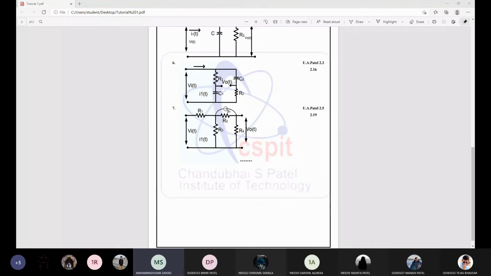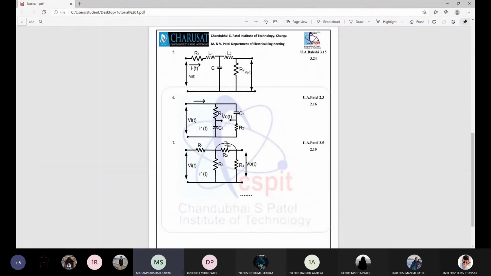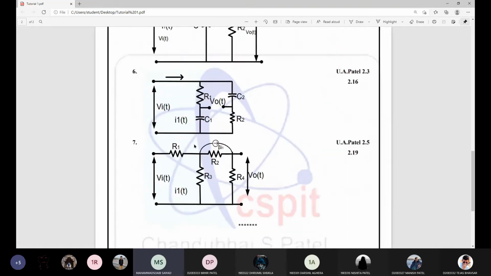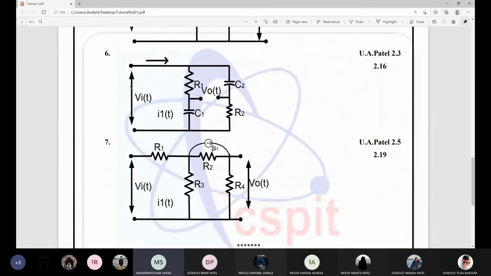Now we are switching to example number 6. We want to find out the transfer function. Previously, our circuit had a V input on the left hand side and a V output on the right hand side, so we were writing equations in that manner. Here the situation is somewhat different: we have an input at the left hand side, but the output is not on the pure right hand side, it is between these 2 points.